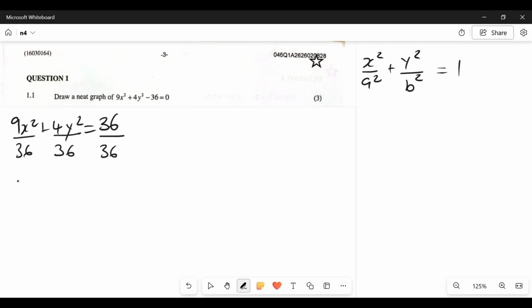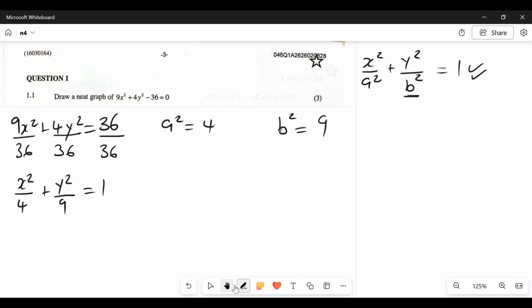As for the first term, we're going to have x squared divided by 4. And the second term, we're going to have y squared divided by 9. And all this is going to be equaling to 1. Now, if you look at our general formula for the ellipse, we can see that a squared is equaling to 4. And then let's look at b squared there. b squared is equivalent to 9.